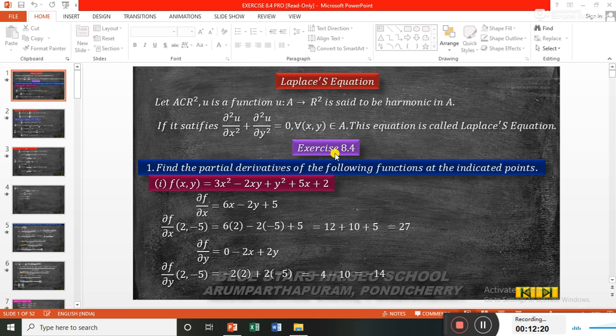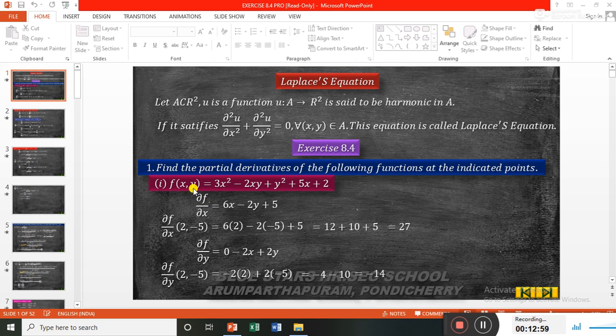Next we discuss exercise 8.4. The first problem: find the partial derivatives of the following functions at the indicated points. So in the first problem, first subdivision, f of x comma y equals 3x square minus 2xy plus y square plus 5x plus 2, and the point is 2 comma minus 5. From this we find the partial derivatives.